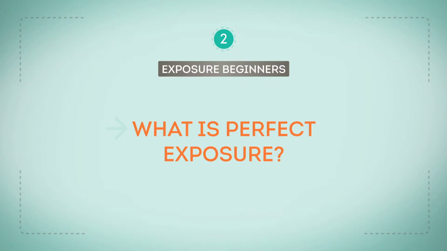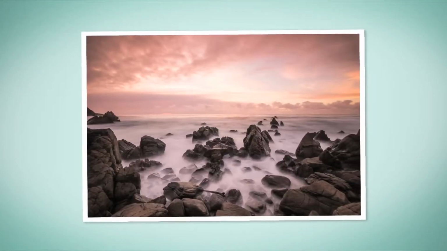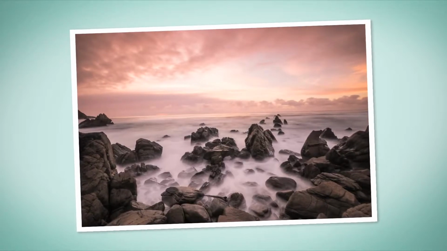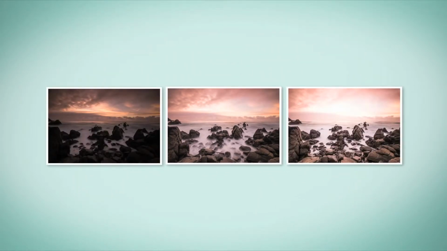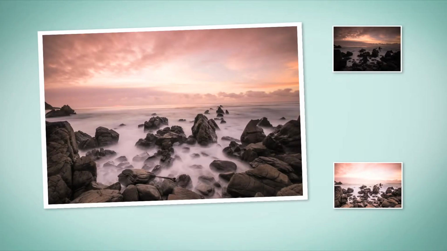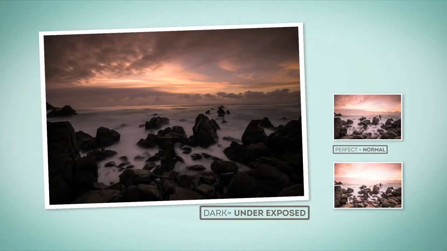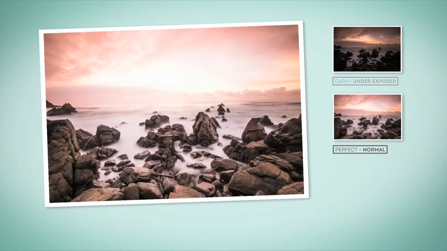So what makes a good exposure? Simply, a good exposure is one that is not too light or too dark. Let's look at these photos of the same subject. The middle image is taken with a perfect or normal exposure. The top image is darker and underexposed. And the bottom image is lighter, so it is overexposed.